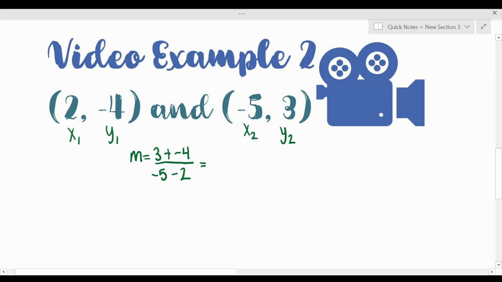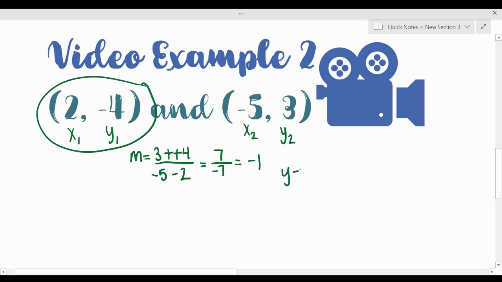Minus minus turns into plus here on top, which gives me 7 over -5 minus 2 is -7, and since they're both negative, that's negative. Remember, a positive divided by a negative is a negative, and then it's going to be 1. Then we're going to use this first point to rewrite it in point slope form.